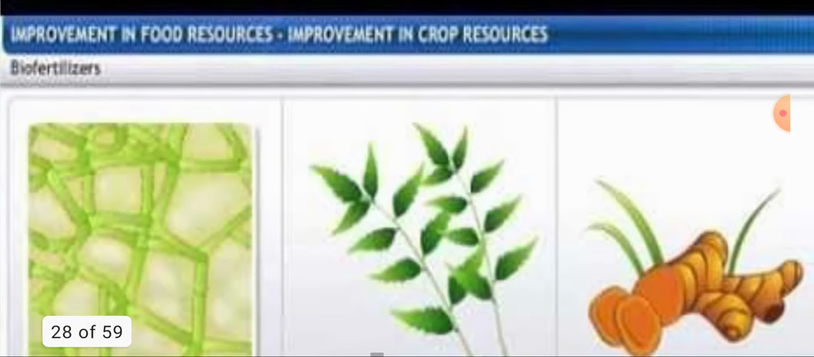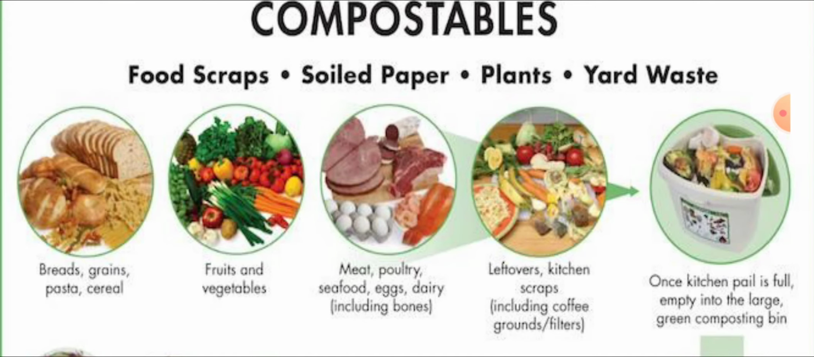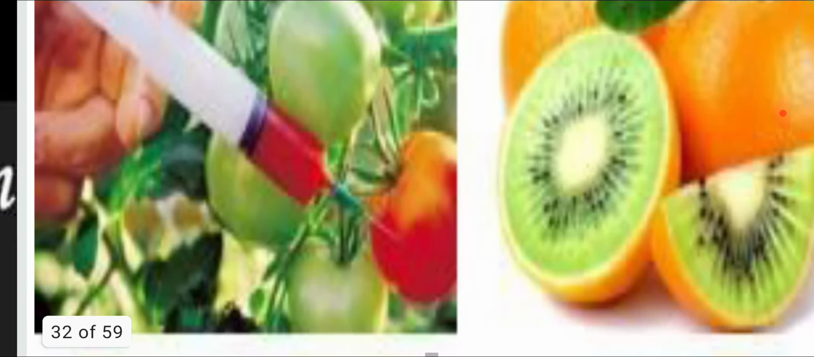From compostables we can get bread, grain, fruits. As the picture shows, yard waste, plants, soil, paper, food scraps are converted into compost. And here maize and wheat varieties are also shown, various wheat varieties. These are the strategies for how we can use genetically modified crops for more production of food.